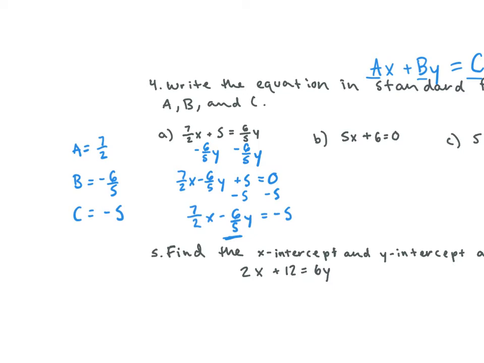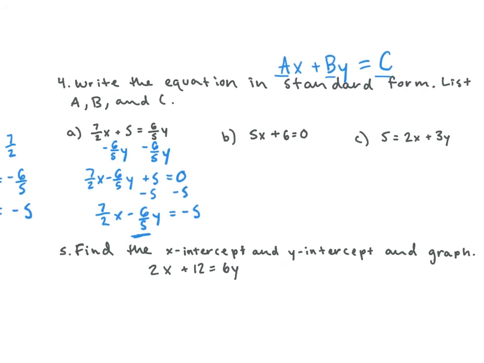All right, let's take a look at b. So we need to get this into standard form. We don't have a y here, so we don't really need to worry about that, but we need our constant to go to the other side of the equal sign. So we're going to subtract 6 on both sides, so we have 5x is equal to negative 6, and that is standard form.